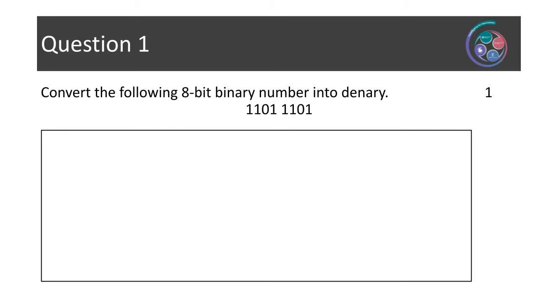This is the first question we're going to tackle today. It asks you to convert the following 8-bit binary number into denary. The number is 11011101. So you've been provided with an 8-bit binary number and you need to convert it into denary. You can see there's a space available. Use that space to show the process that you've gone through to convert that number.